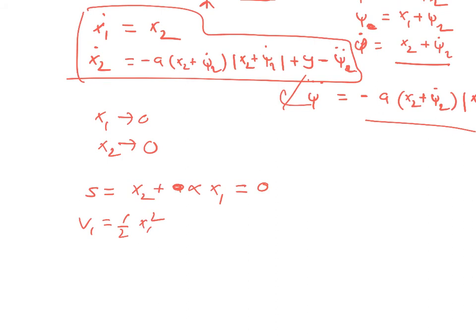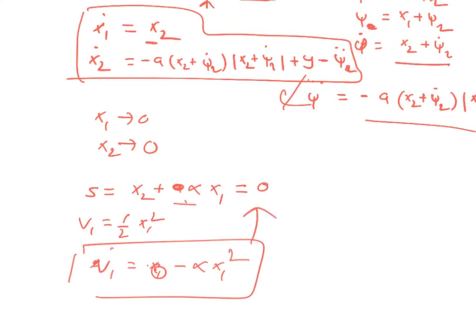What will you see? You will see that V1 dot is x1 times x1 dot, and x1 dot is what? x2, right? And x2, from here, is minus alpha x1, so minus alpha x1 squared on the manifold. So if you are on the manifold, your x1 will go to 0. Okay, that's the case.